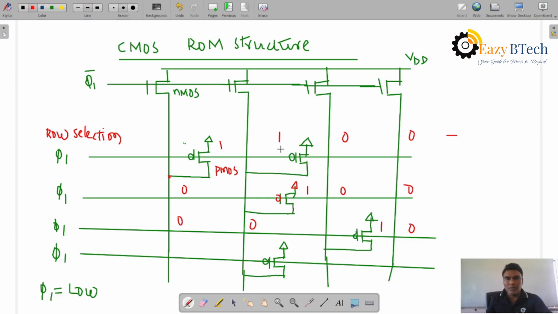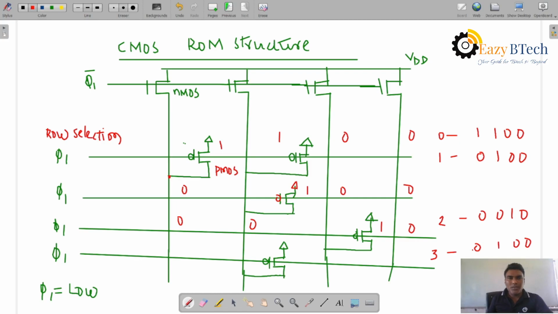So row 0 selection, how much data is stored? The 4 outputs are 1 1 0 0. Row 1 selection, how much should it be? 0 1 0 0. Row 2 is 0 0 1 0. And the last one, the third row, is 0 1 0 0.